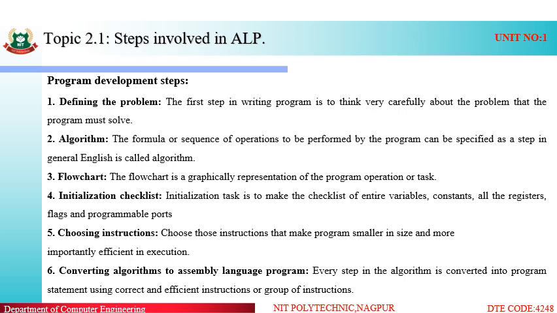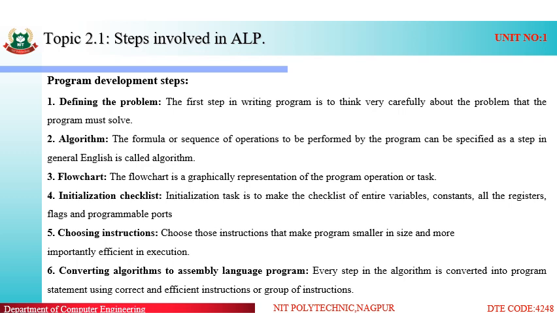Fifth step is the most important step, that is choosing appropriate instructions, choosing the correct instructions for writing an assembly language program. And the last step is convert the algorithm to the assembly language program. Whatever the algorithm we have written in the second step, we have to go according to the algorithm and write the necessary steps.